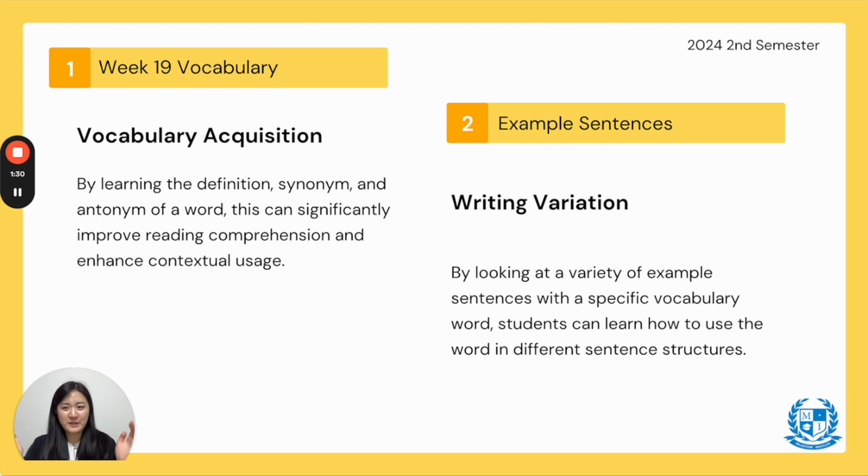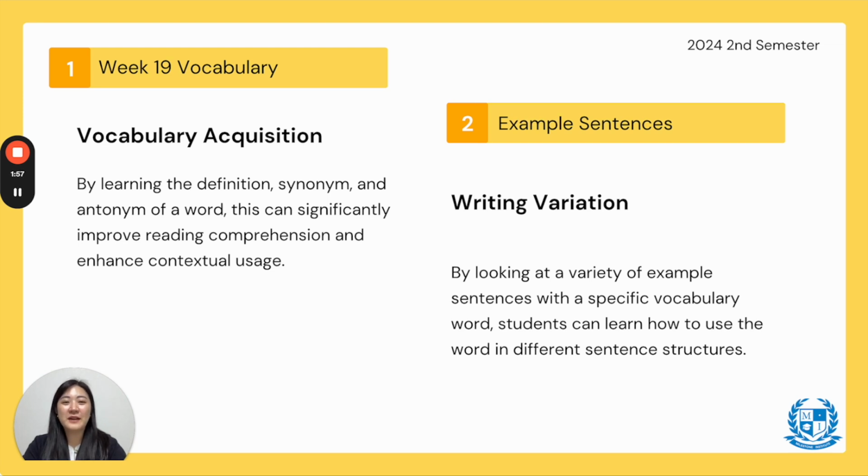But why are we doing this? This is to help with your vocabulary acquisition. By learning the definition, the synonym, antonym, and the part of speech of a word, this can significantly improve your reading comprehension and enhance your contextual usage. Basically, meaning you're going to keep putting words in your word bank in your brain, and then you'll be able to understand our books better.